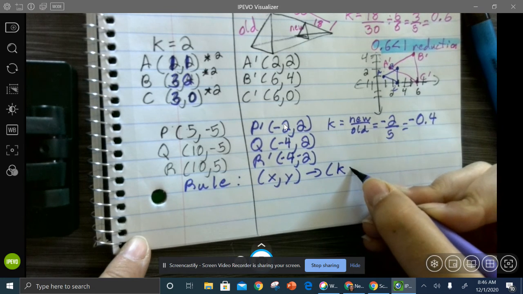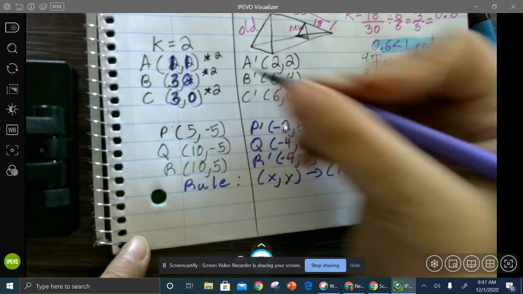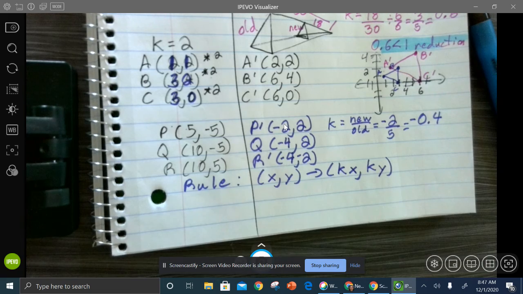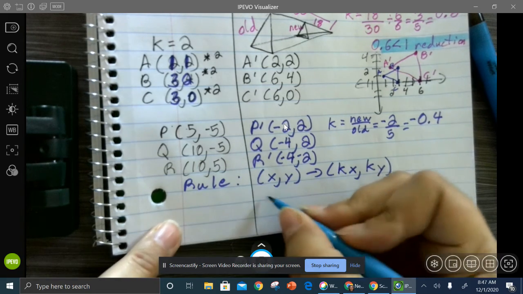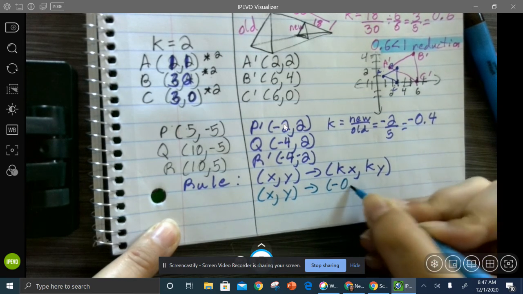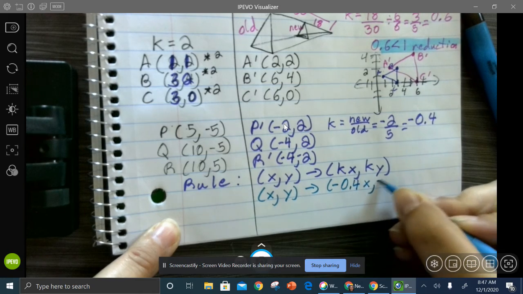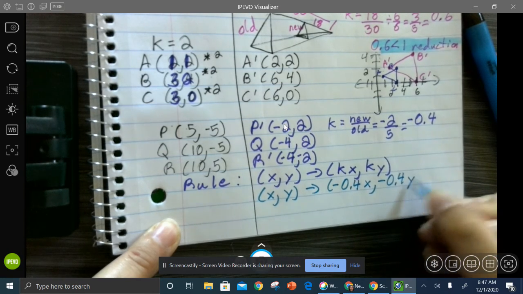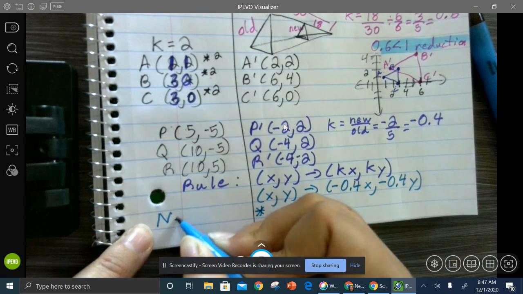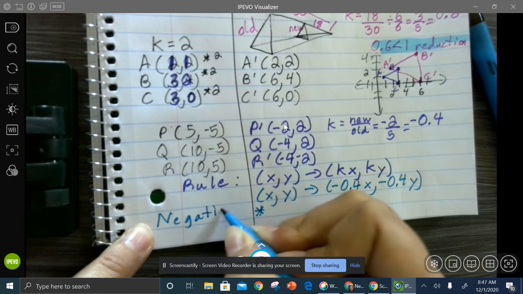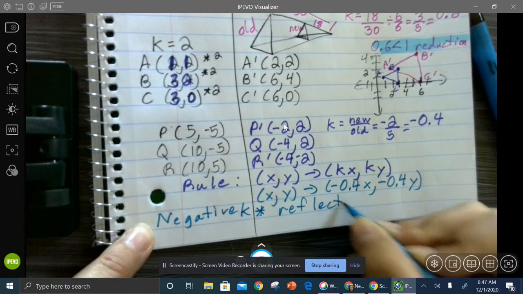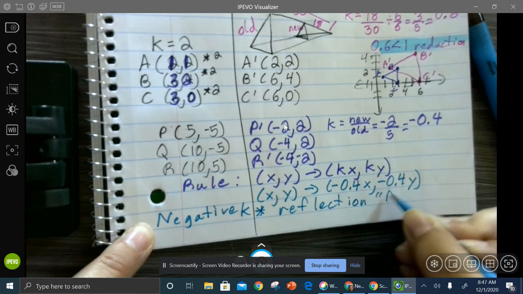So we put in the scale factor for x, just like we did here, how we had to multiply each one, and the scale factor in front of y. Okay, so our rule, we're going to write negative 4/10 x, negative 4/10 y. That is our rule. Also notice, if it's negative, it means that it's going to be a reflection. So remember, that means it's going to be flipped.